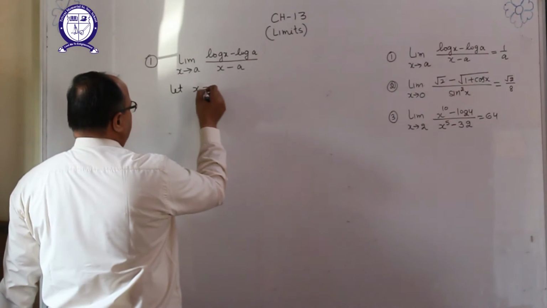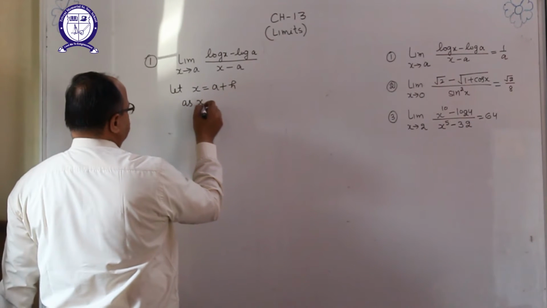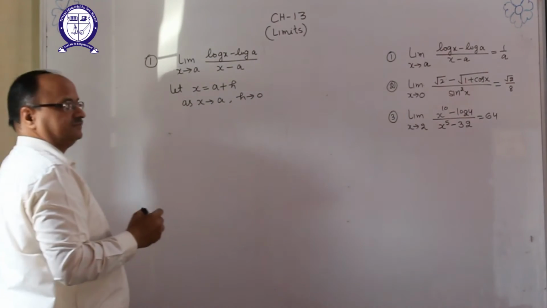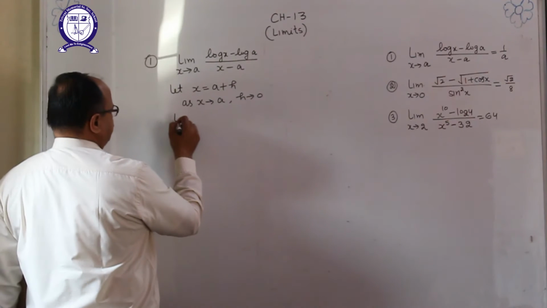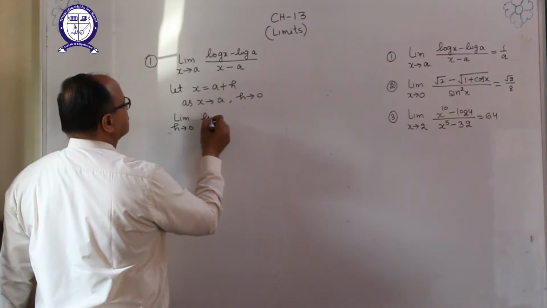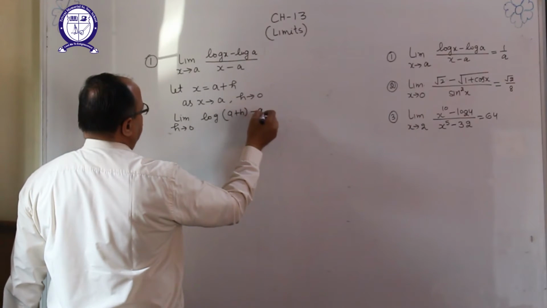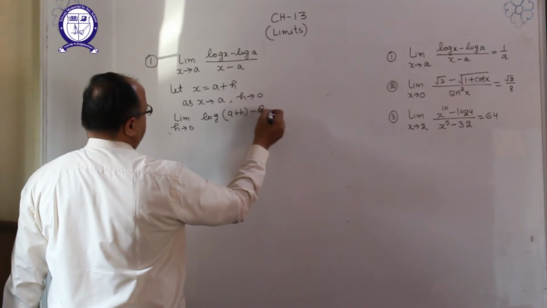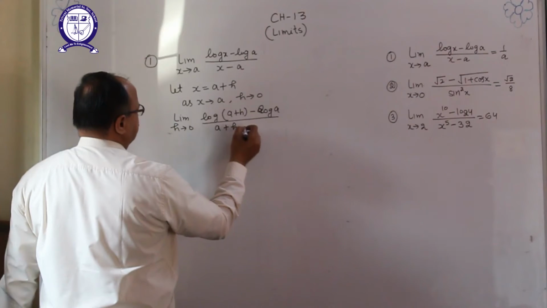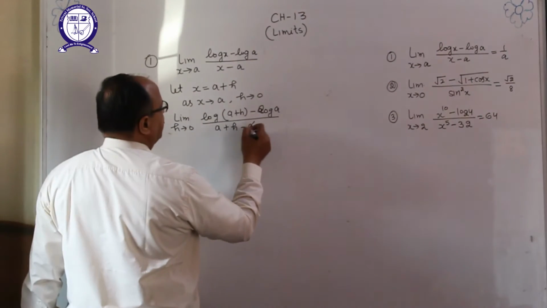Let x is equal to a plus h. As x approaches a, then h approaches 0. Limit h approaches 0, log of (a plus h) minus log a, divided by (a plus h minus a). Correct? You know that a and a cancel.